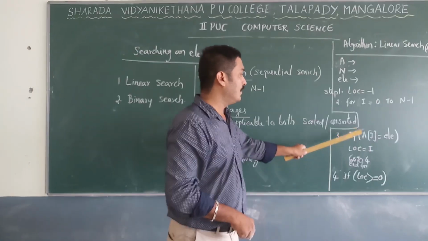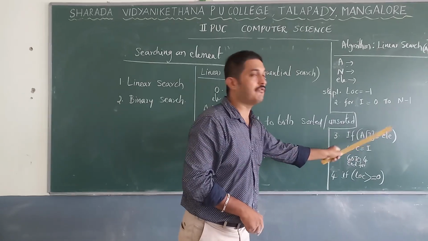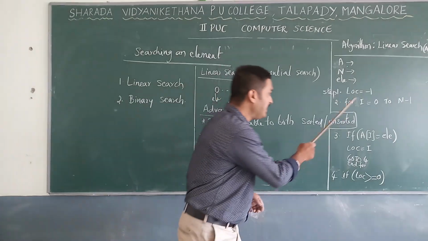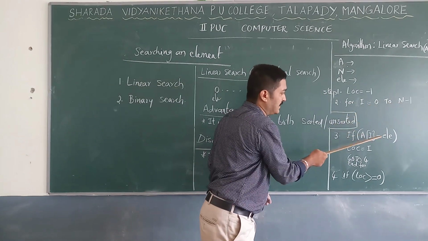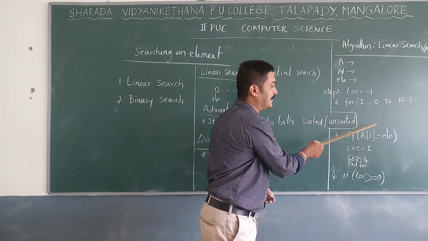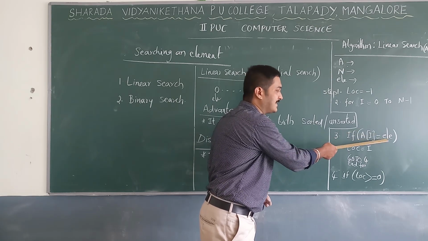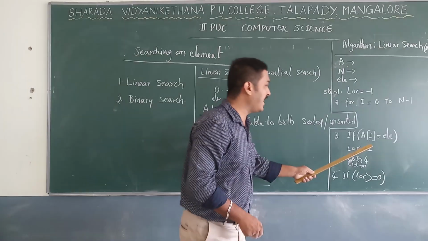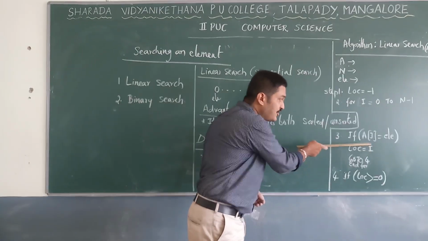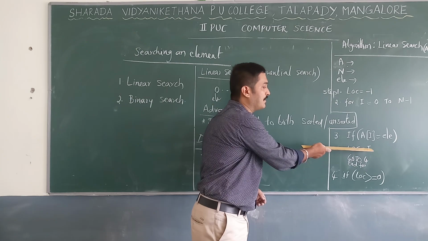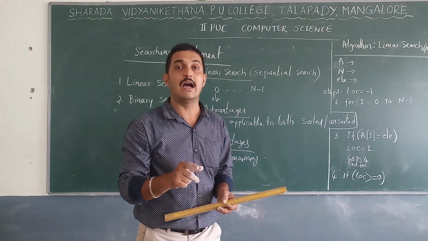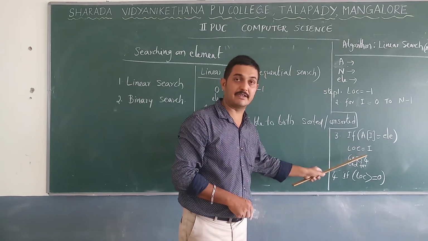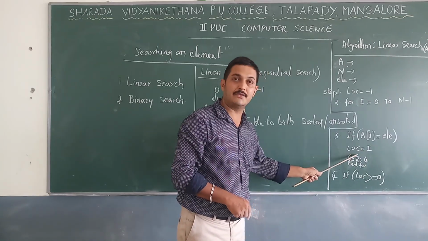And third step, if A of I equal to ELE. A of I equal to ELE means if, for any value of I from 0 to n minus 1, that particular element is equal to the search key, then what we have to do? If this condition is true, automatically location equal to I. That means location will be assigned the value of I, that is, the index value will be assigned to that particular location.